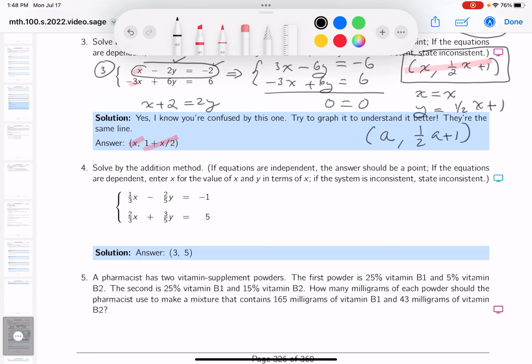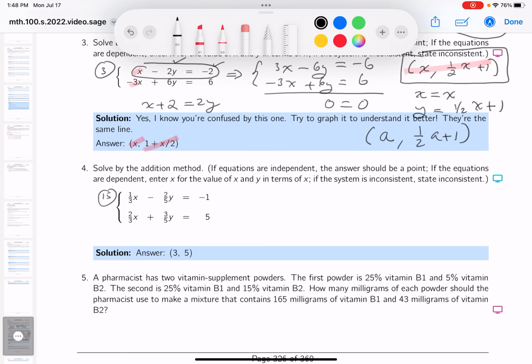Okay, what's disturbing about this problem over here for a lot of people is the fact that there's fractions in it. So the first thing I'm gonna do is just get rid of the fraction, all right? Now, you don't have to, but a lot of students are disturbed by the fraction. So what I'm gonna do, I'm gonna multiply the top equation by 15, because that's the LCD, and the bottom equation by 15. And what would you get over there?